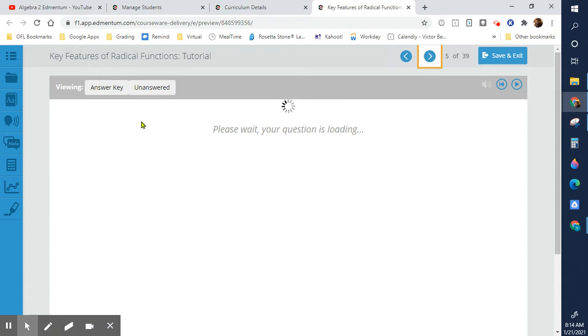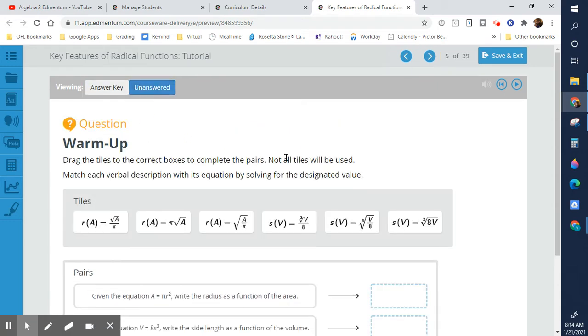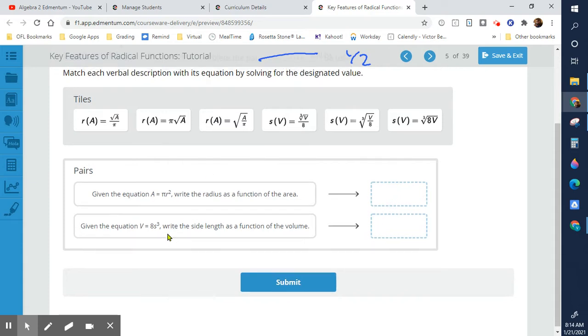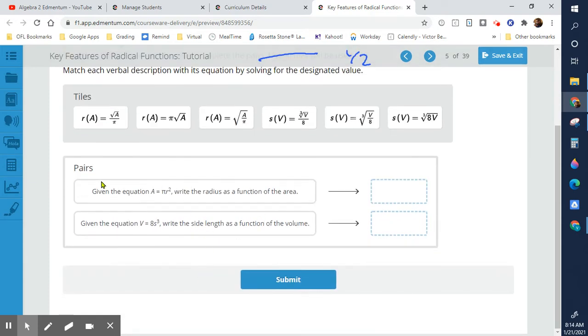All right, so let's take a look here. If we're looking at this, we have to match these up. Given that the equation is this, write it so we solve for the radius. Well, if we're solving for the radius, we want to divide by pi. So we have area over pi. So we divided both sides by pi. After that, we need to get rid of this squared, which means we have to square root. So we have to do r equals area over pi square rooted.